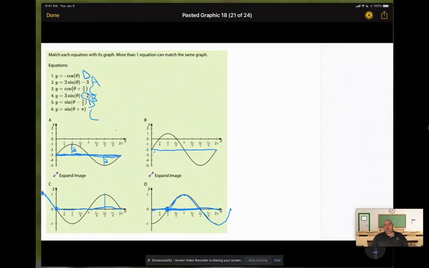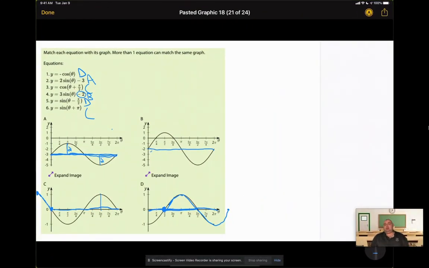The purpose of this lesson again was to use our knowledge of midline, amplitude, and horizontal shift in order to match equations with their graphs, and that's exactly what we did. So that is it for this lesson.